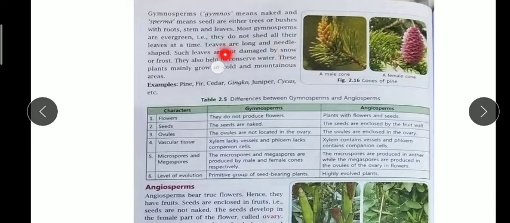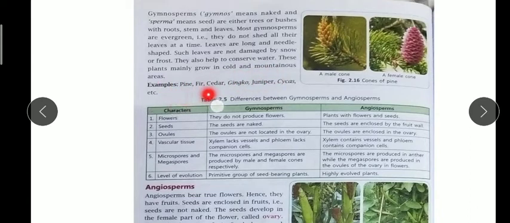Their leaves are long and needle shaped. In hilly areas, pines and similar plants have needle-shaped leaves, so their leaves are not damaged by snow or frost. This thin, needle-shaped leaf also helps to conserve water and prevents transpiration. So these plants mainly grow in hilly areas, mountain areas and cold areas.